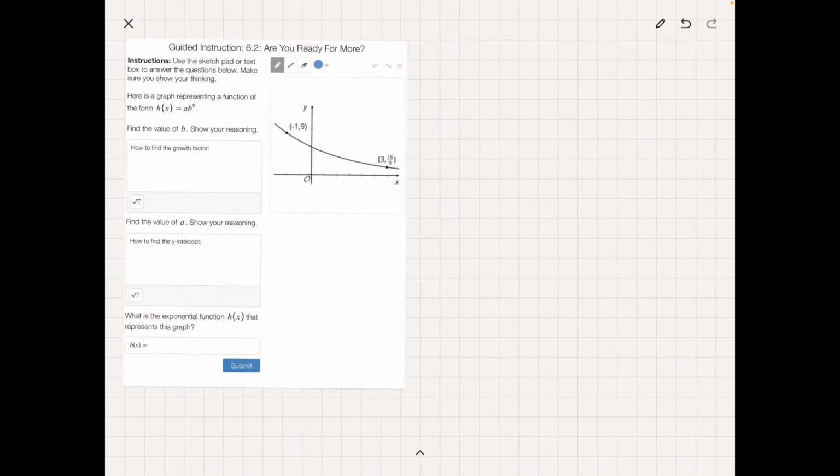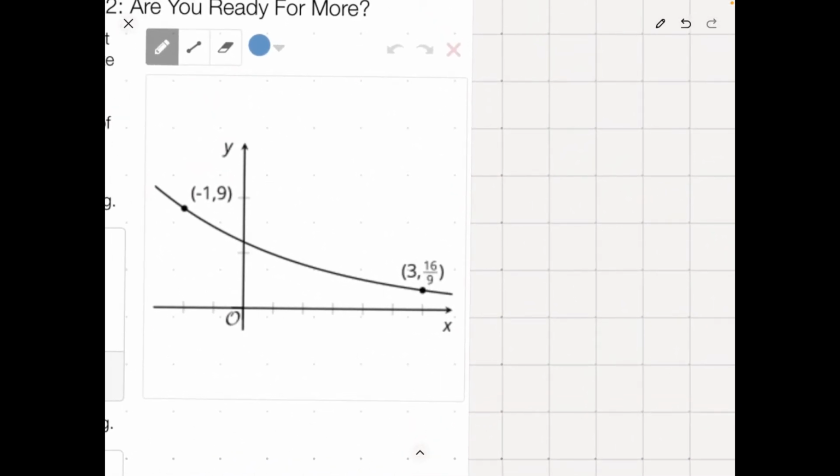All right, so we have another problem. This one represents h of x, but this time we don't have a spot where it crosses the x-axis, or the y-axis. We don't know the y-intercept. So the points that they gave us are -1, 9, and 3, 16 over 9. So we got a little bit more work to do on this one because they did not give us the y-intercept right from the beginning. So we're going to have to figure out this now.